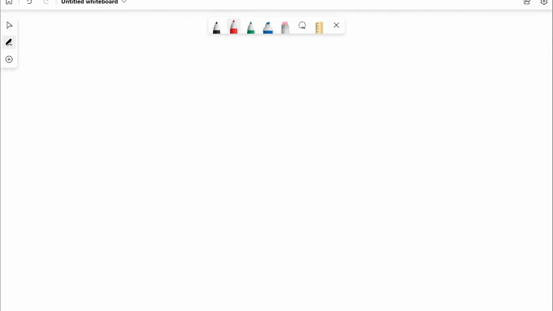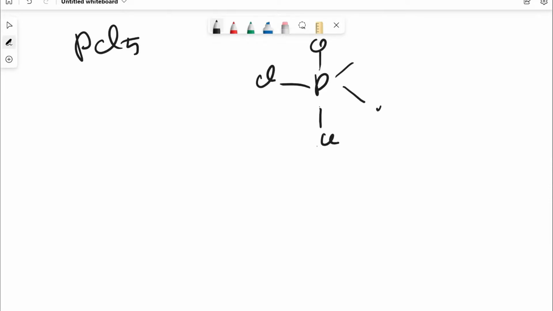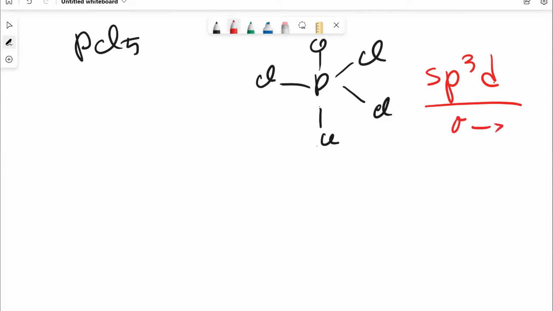Let's do one quick one. PCl5. If I write that here, you know the Lewis dot structure is like this. It has to be like that. I'm not going to put the electrons there for you. So you will see how many electron groups you're going to have here. How many electron groups? 5. This is sp3, this is 4, and with 1 d it is going to be 5. How many sigma bonds? 5. How many pi bonds? 0. How many lone pairs? 0. So this is going to be fairly easy.